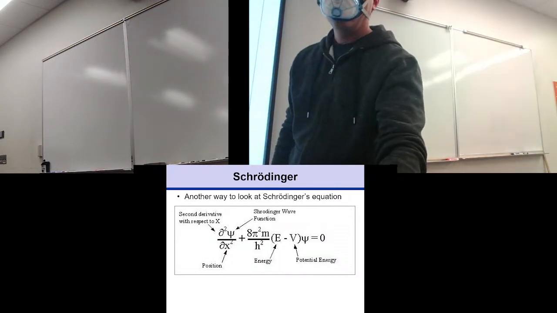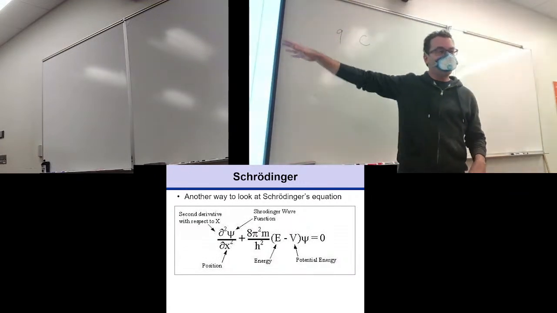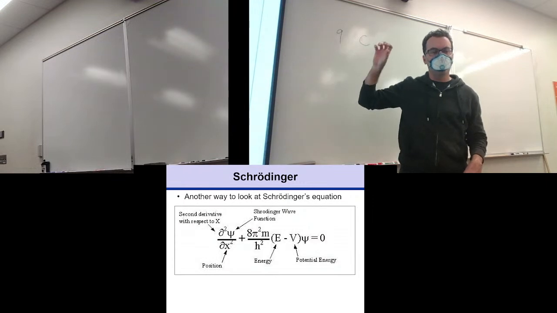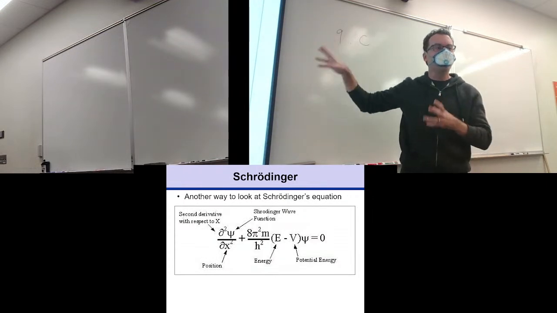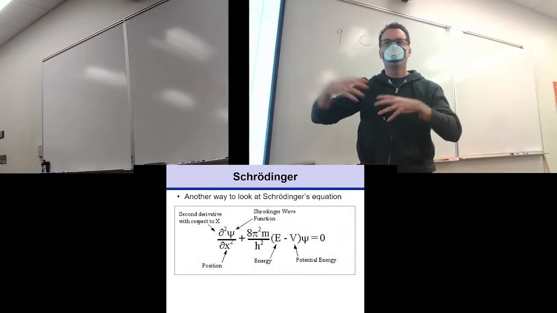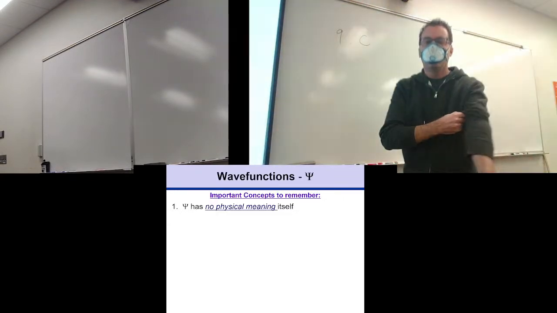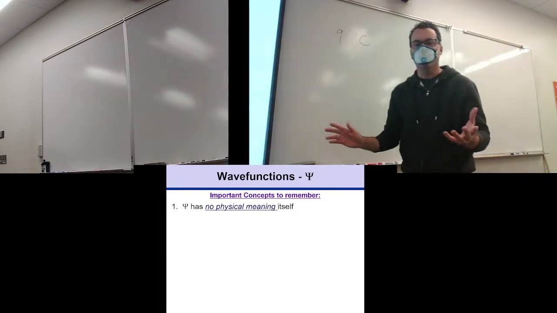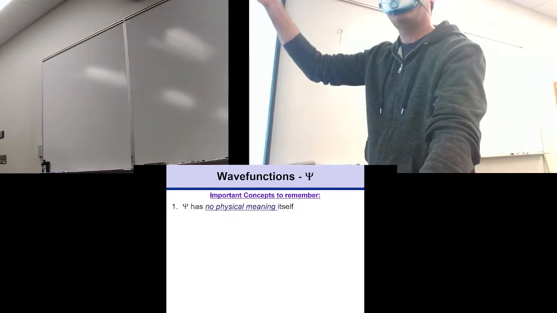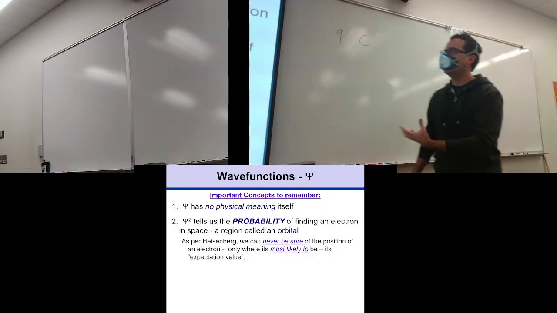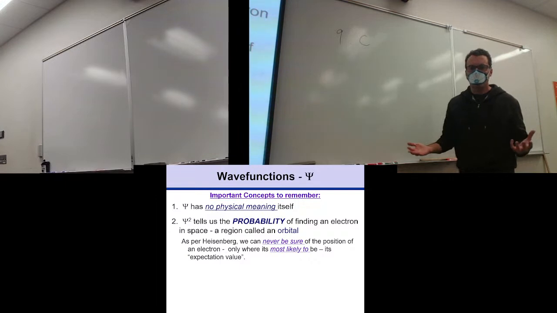Anyway, and again, you can't solve this except for the hydrogen atom. For other atoms, it's unsolvable. You have to do approximations. If you've ever done that math yet, it sucks. So, just the bottom line here. The wave function, this psi wave function, has no physical meaning. It's the psi squared that gives us the probability of finding an electron.